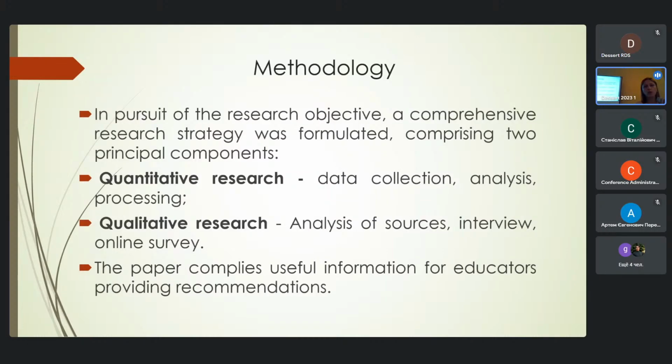Not to bore you with my article overall, I would like to mention what methodology we tried to input in our research. It was quantitative as well as qualitative research, and we studied the data we collected and made analyses. We interviewed our students on the use of different programs and made an online survey as well. And so the paper complies information for educators, providing recommendations as well.